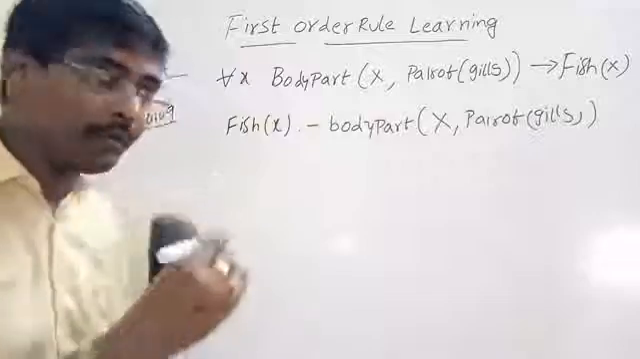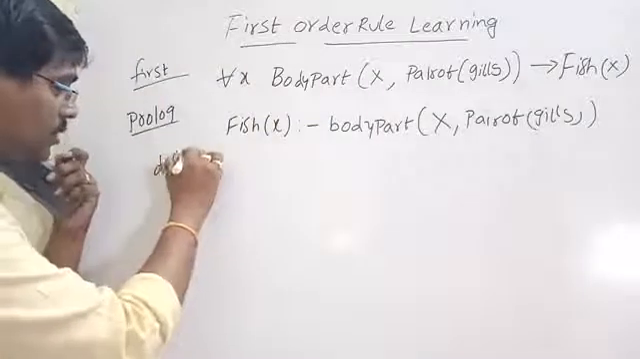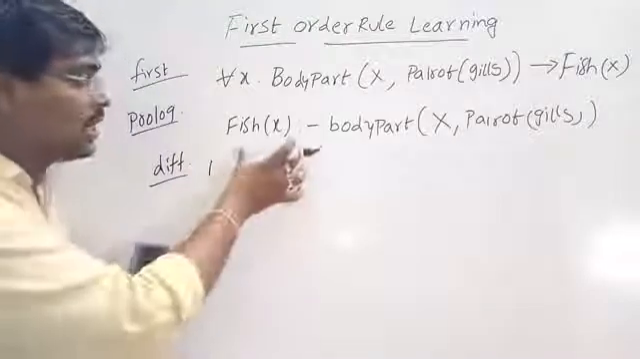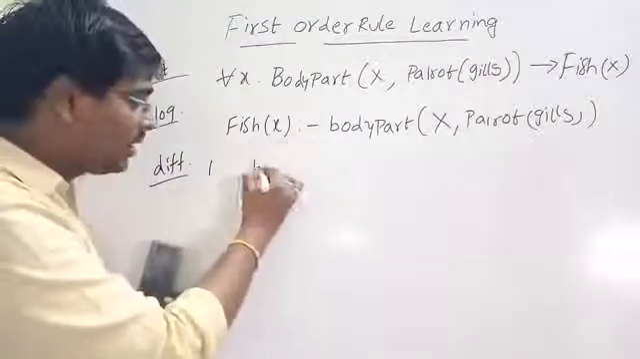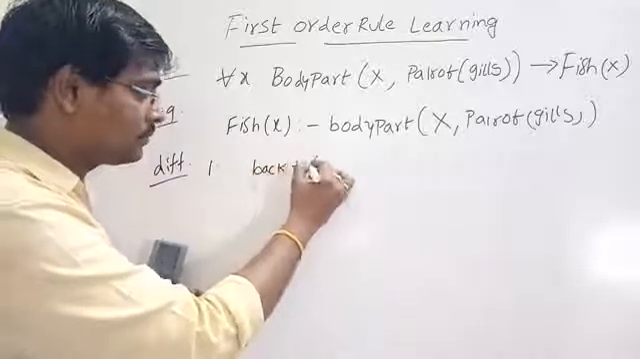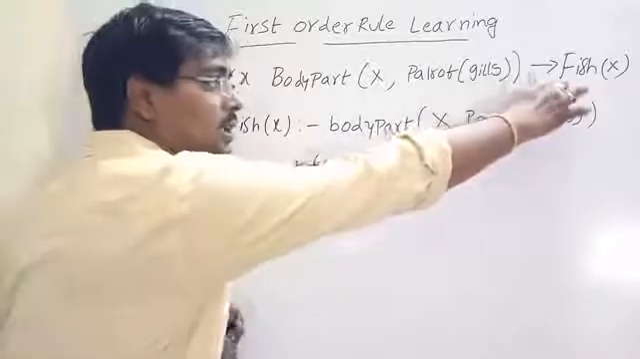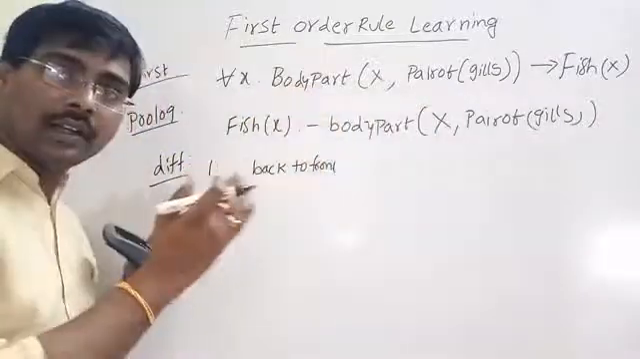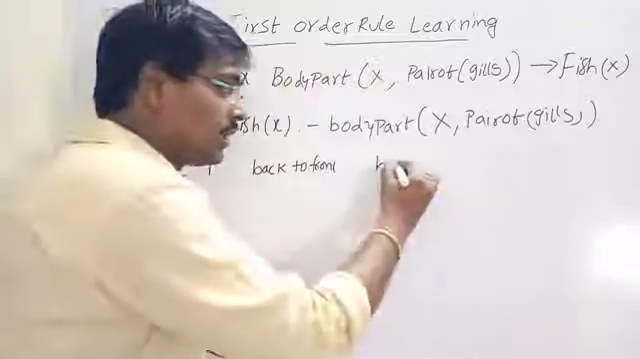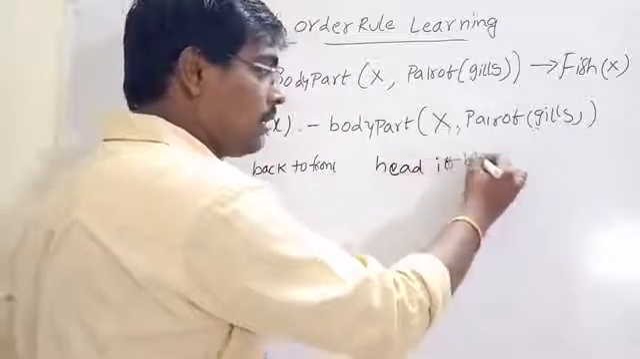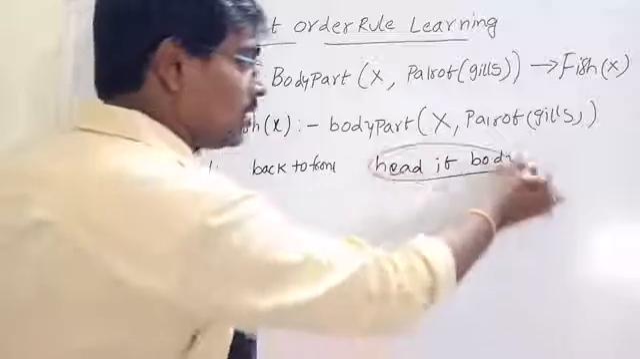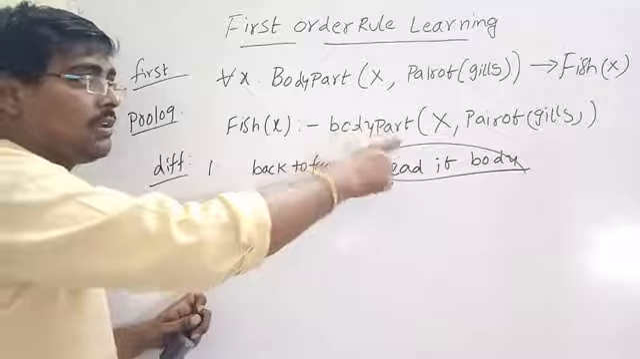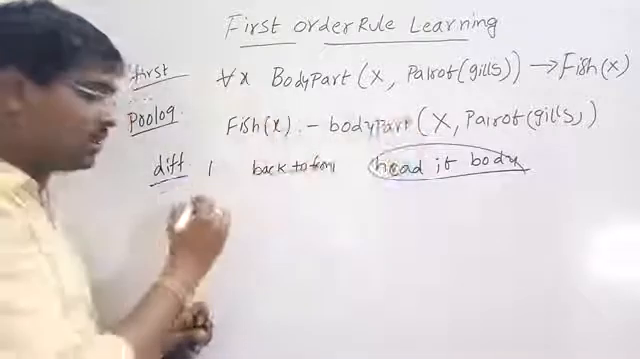What are the main differences we are observing? We are observing three main differences. The first one is that in Prolog the rule is written back to front, that is, written as head if body. This is the meaning: if the body is satisfied, then we write the head.